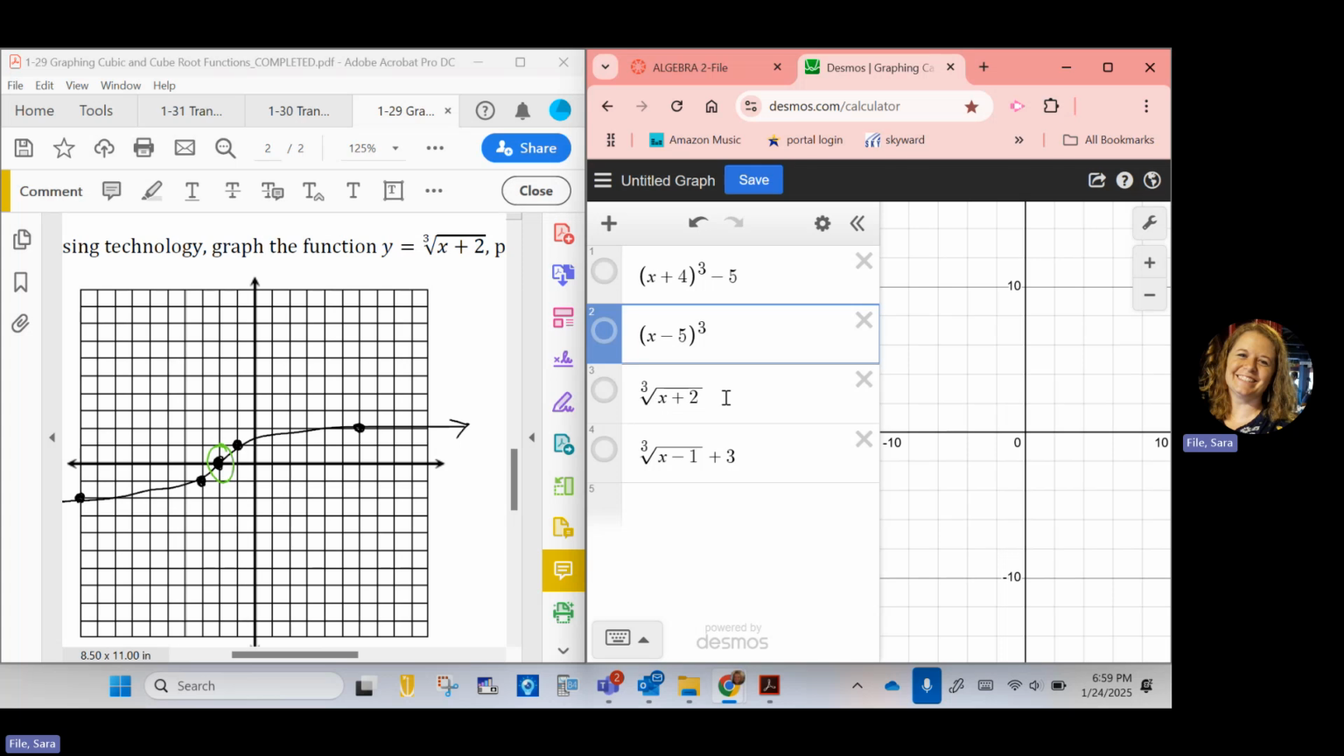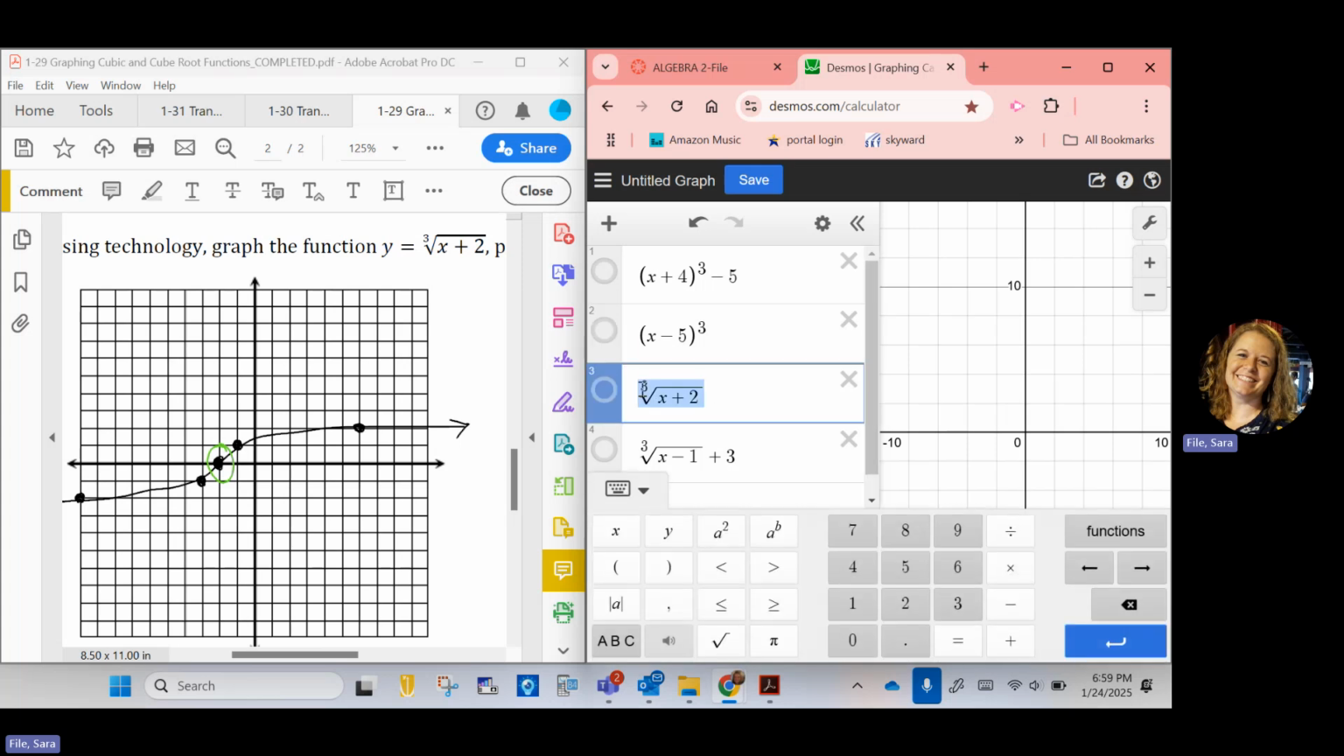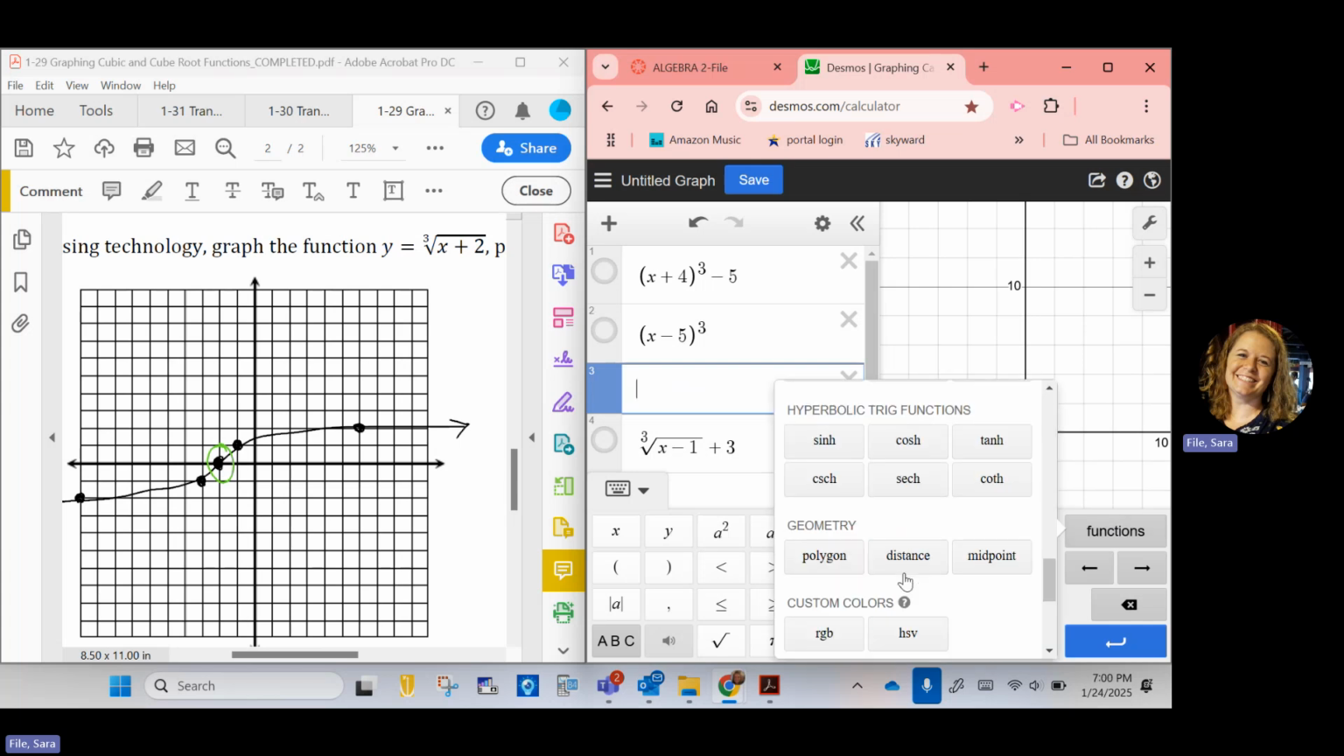Turn that one off. So here is this first cube root function, for example, number 3. Now to get the cube root, let me actually show you how to type that in: cube root of x plus 2. You can't use square root. This is the square root. Notice there's no number there, and if I type that, it doesn't give me the option to type a different value for the index of the radical. So I've got to come over here to functions and go all the way to the bottom.